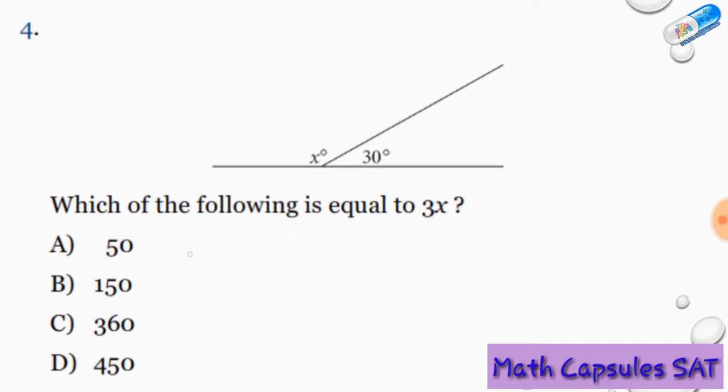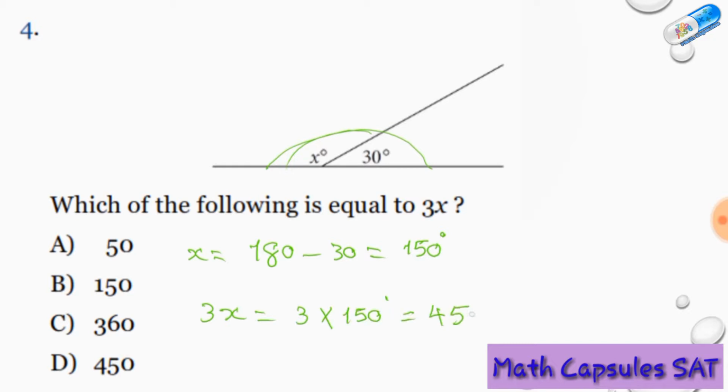Example: which of the following is equal to 3x? We have two angles, 30 and x, and we want to know the value of 3x. In this case, it's easy because we know that the total of the straight angle is 180. So x equals 180 minus 30, which is 150. So x equals 150 degrees. This means 3x equals 3 times 150 equals 450 degrees, which is choice D.